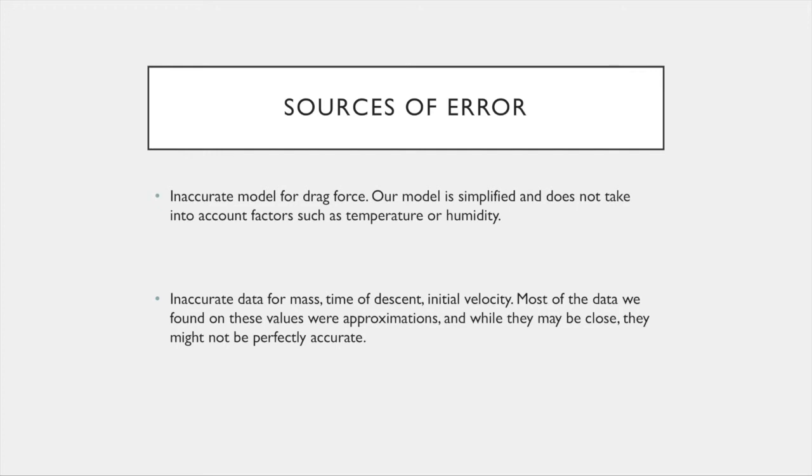There are a few sources of error in our experiment which are important to discuss. First of all, our model for drag is clearly inaccurate. Our model is oversimplified and does not take into account factors such as temperature or humidity. This being said, the model that we created was fairly accurate, and creating a more complicated model was out of our scope. Second of all, we may have used inaccurate data for the mass, the time of descent, or the initial velocity. The data we obtained online for these values were approximations, and while they may be close, they might not always be perfectly accurate.